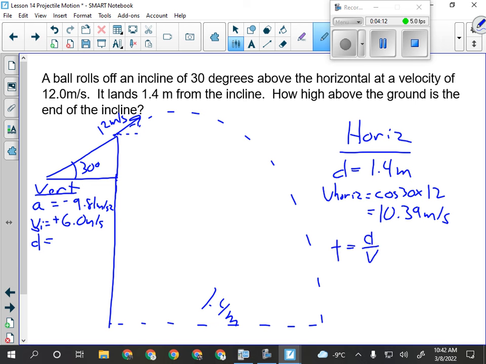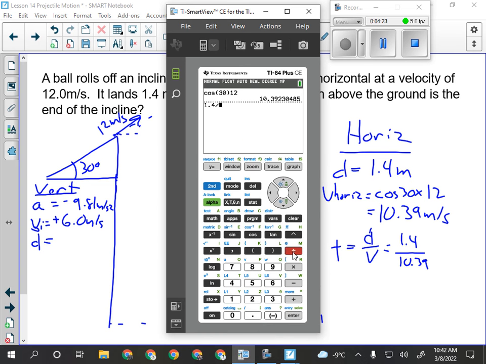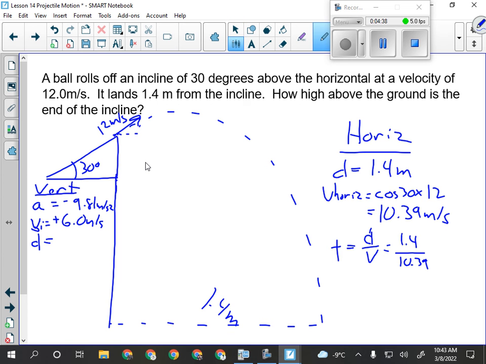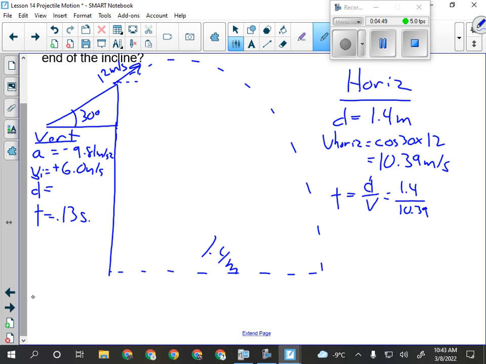T equals D over V. All right, so that's going to be 1.4 meters divided by 10.39 meters per second. So this thing's only in the air for 0.13 seconds. Okay. So yeah, not very long. Okay. All right, so 0.13 seconds. All right, so I need to figure out, this isn't going to work out. I must have picked bad numbers. All right, let's finish the calculation.